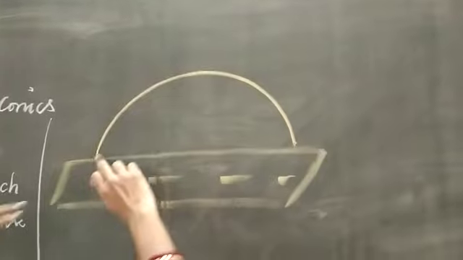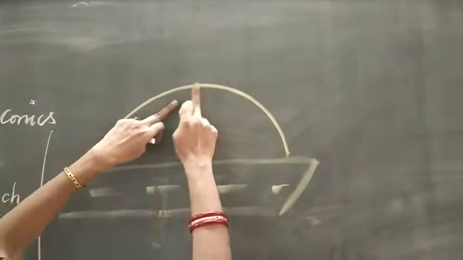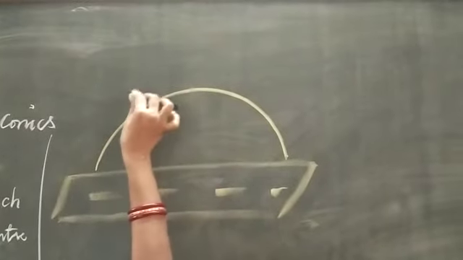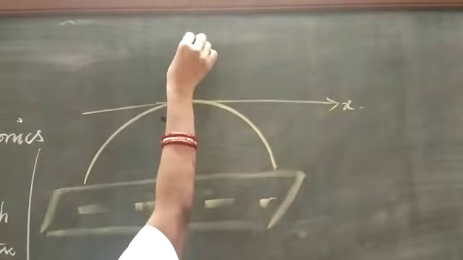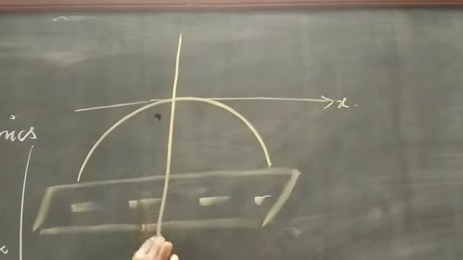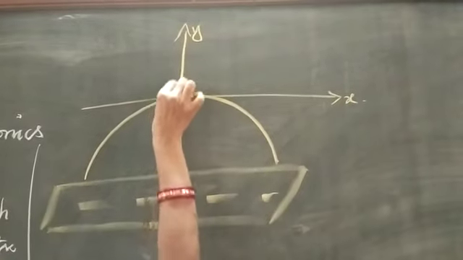Now you can see that this parabola is open downwards. So this is the vertex. Now let us draw x-axis and y-axis. This is x-axis and draw y-axis. And this is the origin.